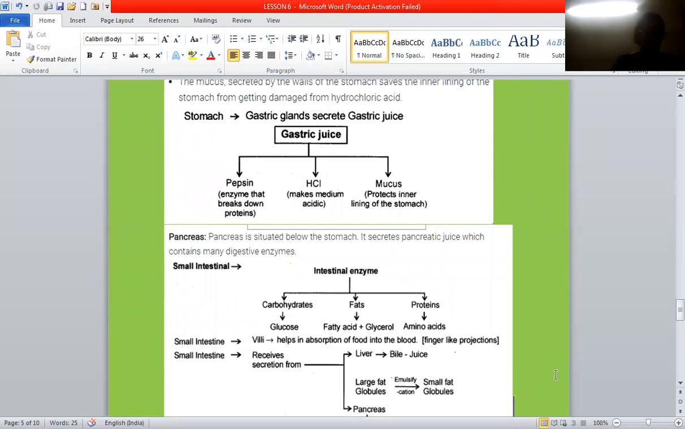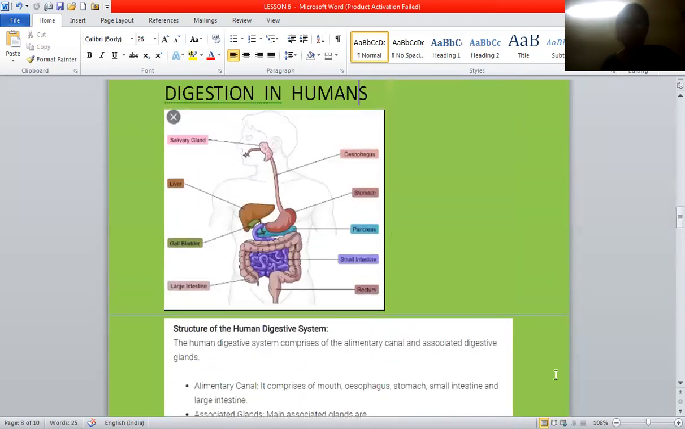Now, what does liver pour? Liver is the largest gland in the body. In our body, liver is the largest gland and it is located on the right side of the upper abdomen. I have shown you in the diagram also. It is reddish brown in color and secretes bile juice.